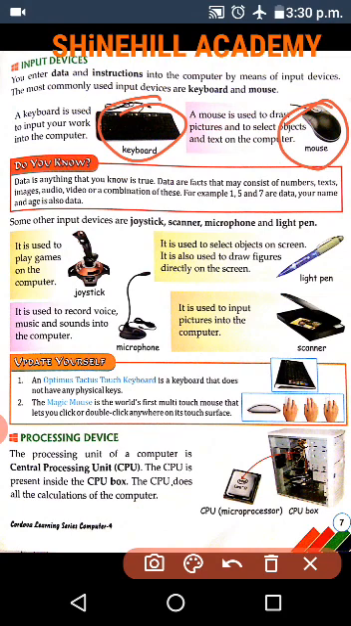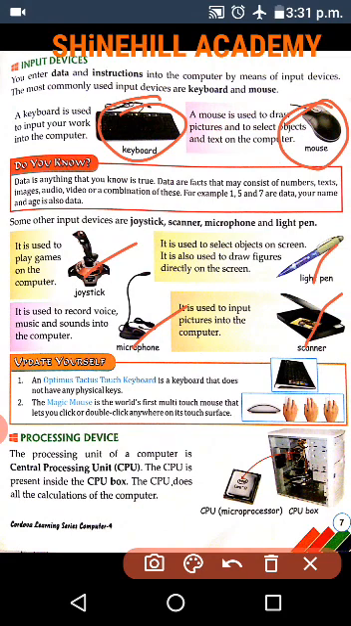Some other input devices. It's a joystick. It is used to play games. And then light pen. We can draw anything or write anything on the screen by using light pen. Microphone. Using microphone we can record our own voice, music, sounds into the computer. Scanner. By using the scanner we can scan any pictures into the computer. Okay, so the most commonly used input devices are keyboard and mouse. Some other input devices are joystick, light pen, microphone and scanner.